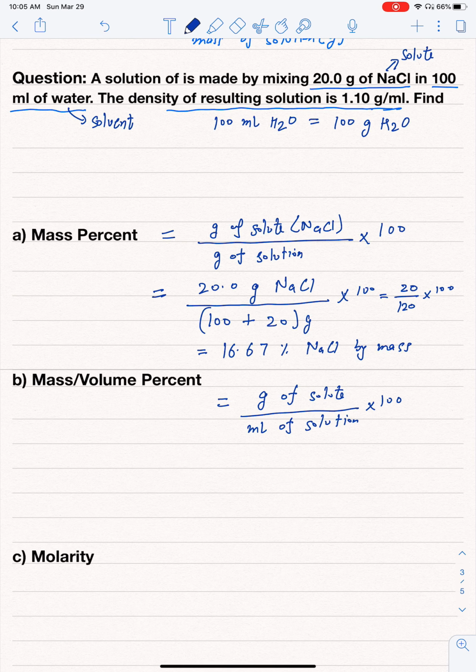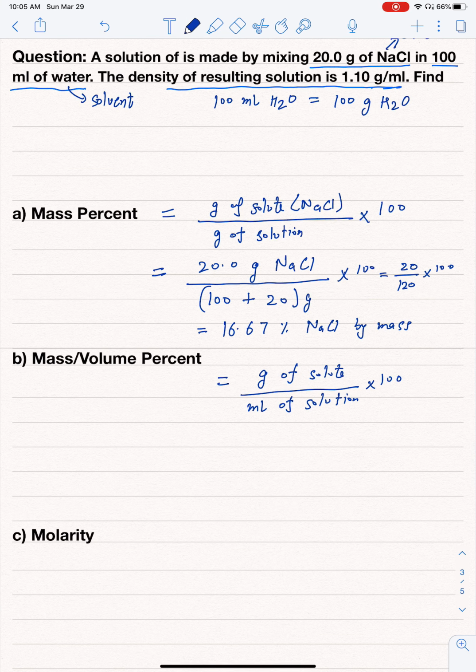The 100 milliliters of water, that's actually the solvent. I do not know how many milliliters of the solution I have. However, I do know I have 120 grams of the solution. Because remember, if you add 100 grams of water and 20 grams of NaCl, it's going to make 120 grams of solution. Can I figure out how much that is going to be in milliliters? Of course you can. That's why they have given you the density of the resulting solution, which is 1.10.